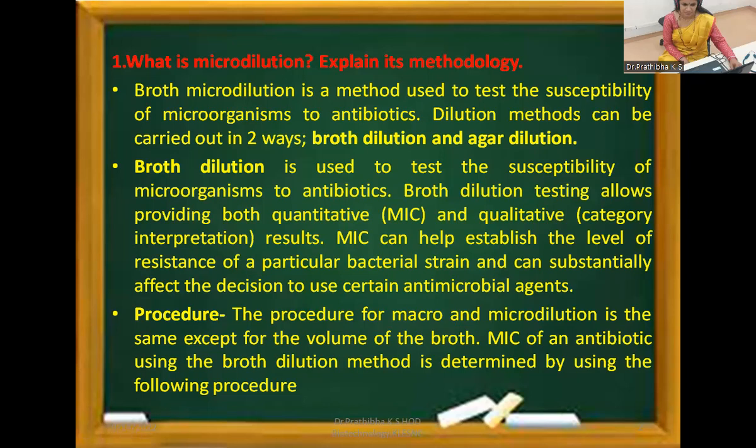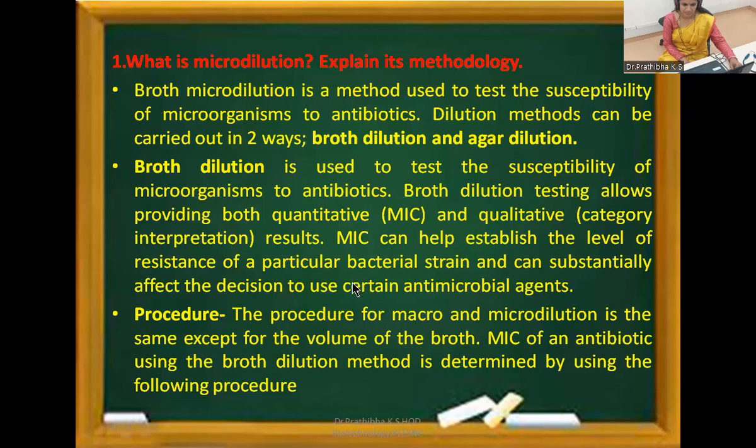Broth microdilution is a method used to test the susceptibility of microorganisms to antibiotics. When you take these microdilution methods, they can be divided into two ways: one is broth dilution, the other is agar dilution. So we can go through this broth dilution, and you can write about the broth dilution procedure and all those things in detail. You can take a screenshot and go through. I'm not explaining in detail as we have already gone through it in the class.